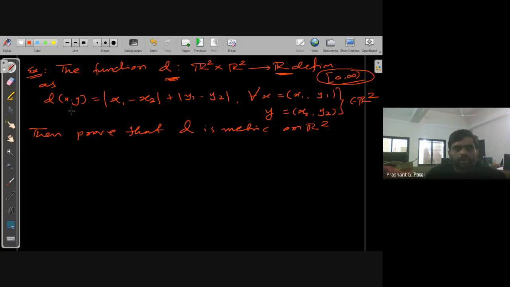So here, the distance between x and y will be this. For interested students, I may ask you, what will be the geometrical interpretation of this distance? You can find out on your own how this distance is defined. You can pause this and just try to find out the geometrical interpretation of this distance.